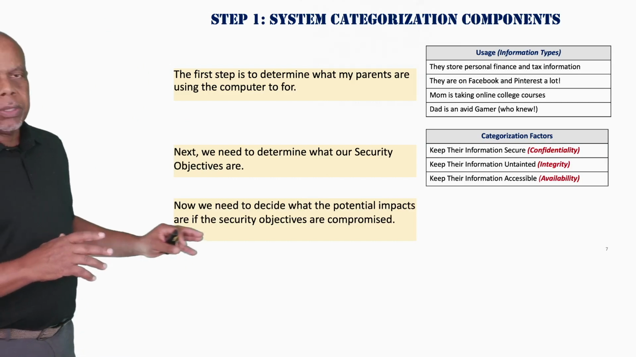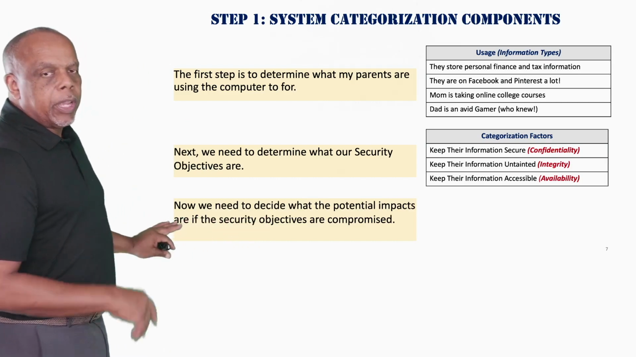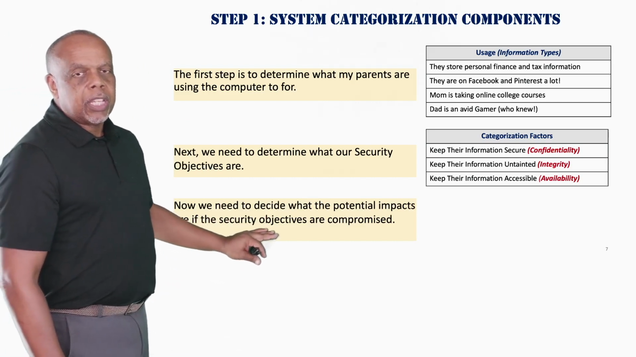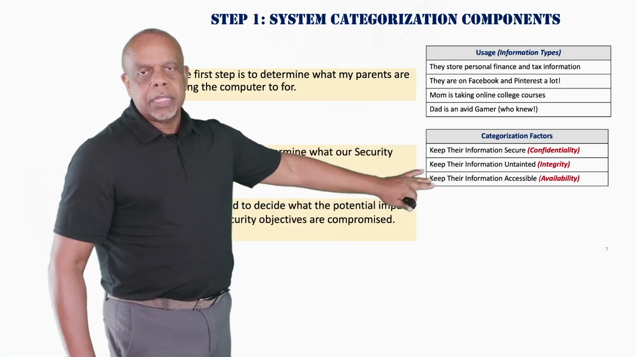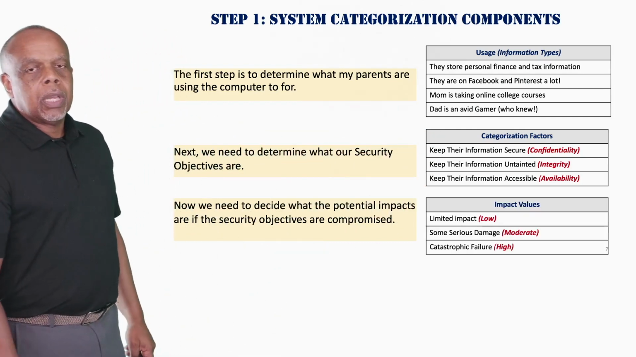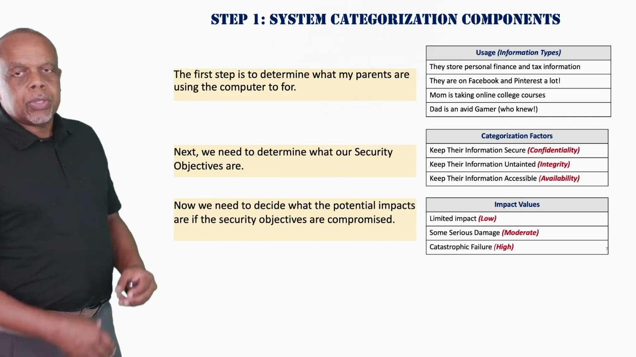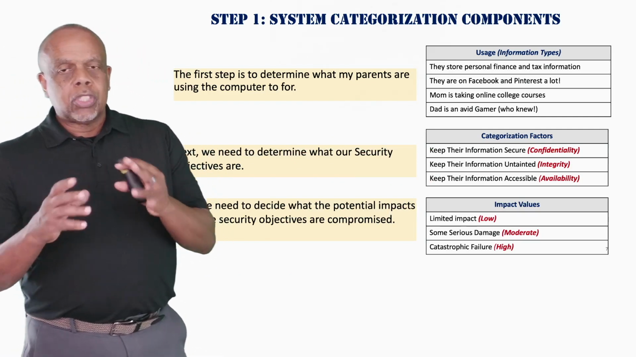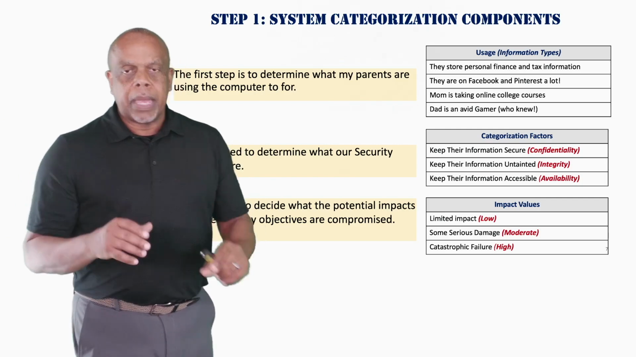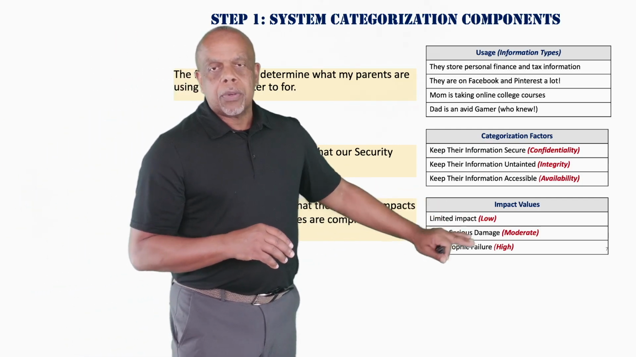Next, now we need to decide what the potential impacts are if our security objectives are compromised. What is the so what? What happens? What's going to be the impact if these factors are compromised? So now I develop some impact values. This is just a way of assessing the impact. It could be low, moderate, high.